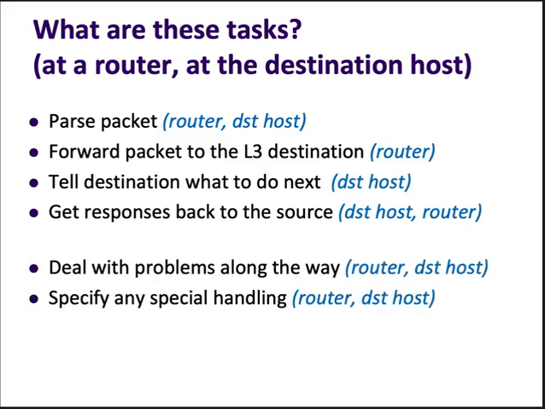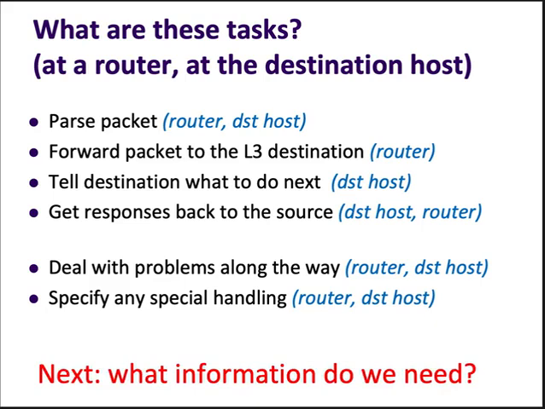Okay, so I'm going to broadly call that deal with problems along the way, and we'll get into what potential problems you could run into. And also then the ability to specify some kind of special or more advanced processing that we haven't quite gotten into so far, so we'll get into that as well. So these are the consolidated list of tasks. This is all the tasks that you need to capture in the IP header, that your IP header has to have all the information needed to accomplish this set of tasks. It's not such a long list, actually.